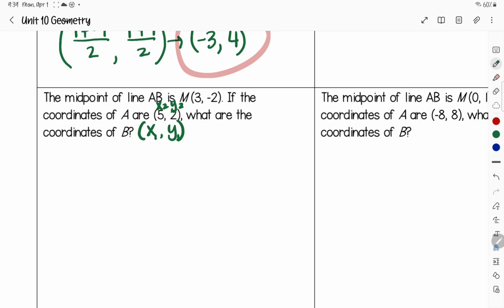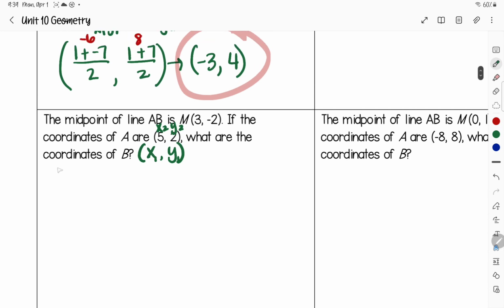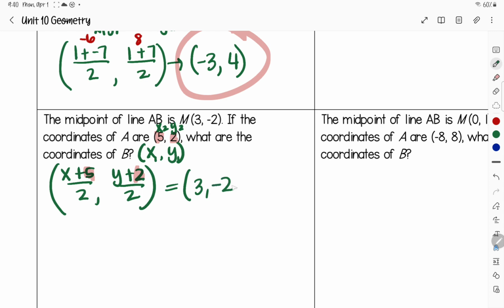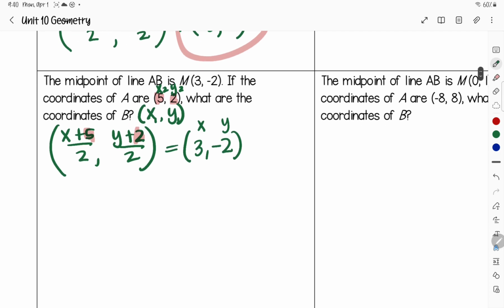So if we set it up, the first one is x plus 5 divided by 2, and the second one is y plus 2 divided by 2. I got this 5 and this 2 from the given point A. Now this equals the midpoint, 3, negative 2. Remember, in an ordered pair, this is an x and this is a y. So we can set these up as two separate equations and solve.